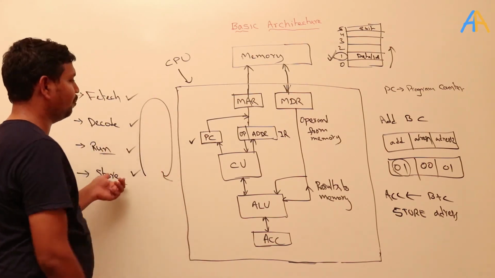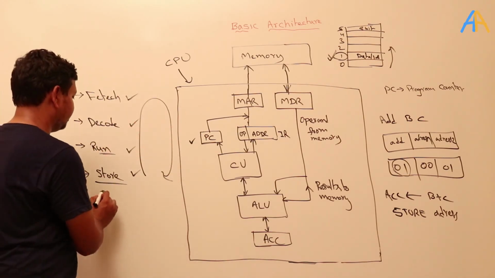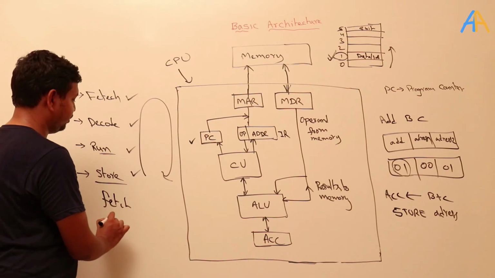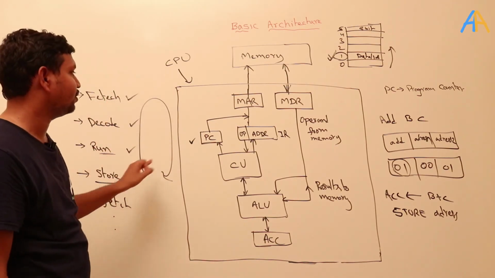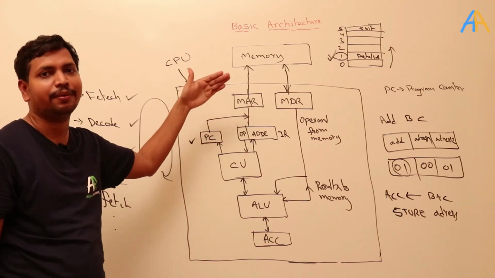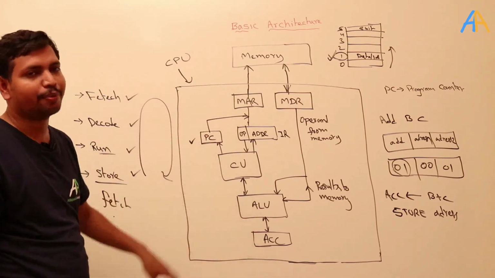What happens after completion, after storing? It will fetch the next instruction in sequence. Fetch, decode, and the same cycle repeats. So where will it fetch from? The program counter points to where the instruction has to be fetched, and every time an instruction is fetched, it will increment automatically. This is the way the processor works.